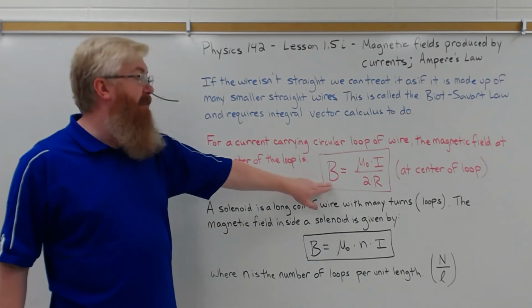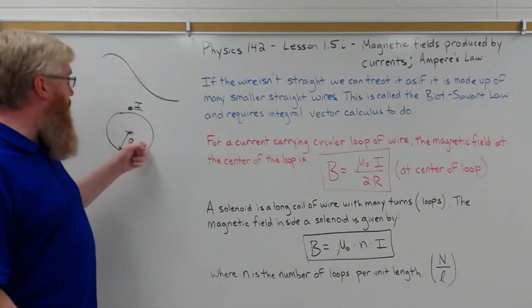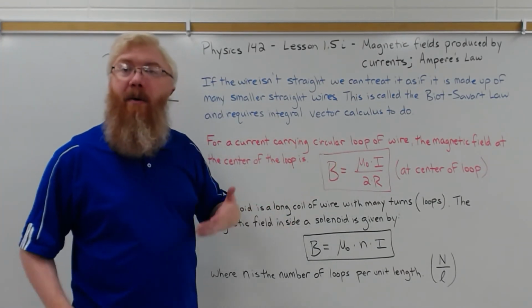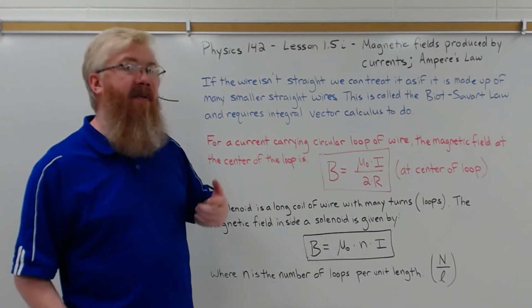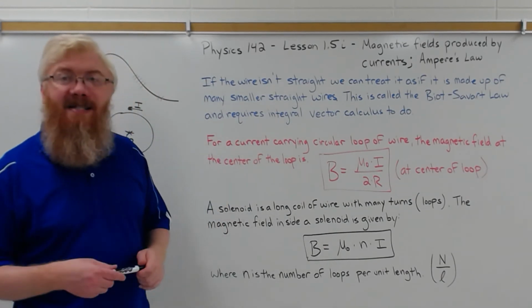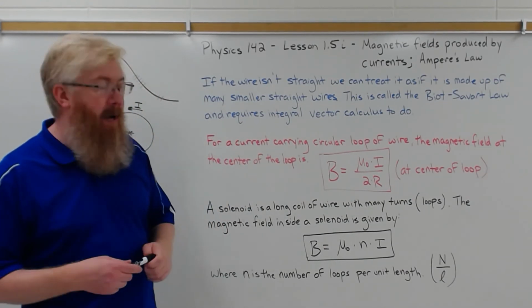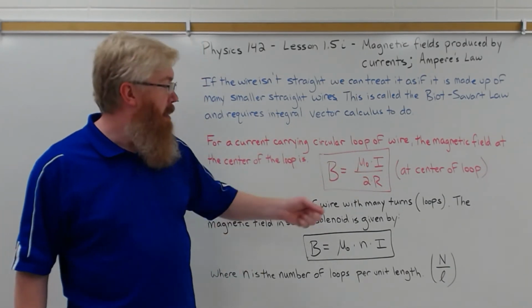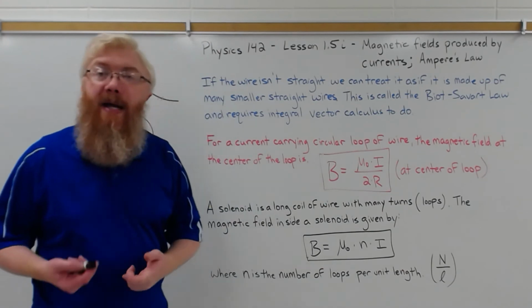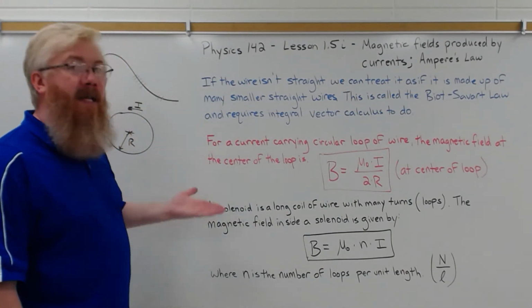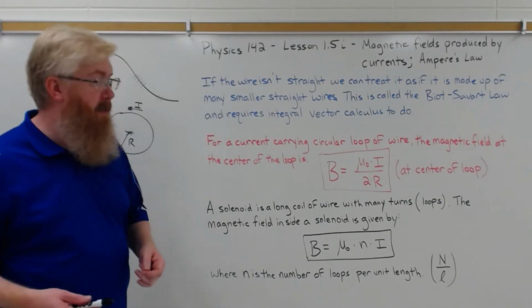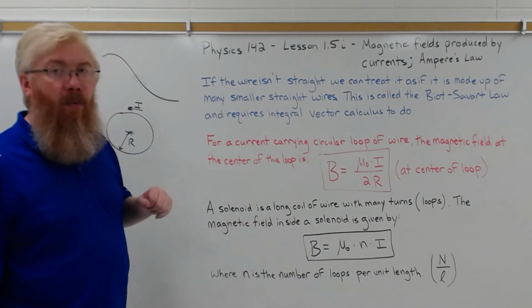So the magnetic field at the center, not anywhere else, just at the center, is equal to mu naught, which again is the permeability of free space, the constant 4 pi times 10 to the minus 7 Tesla meters per ampere, times the current in amperes, divided by 2 times the radius of the object in meters. And that will give you the magnetic field strength in Teslas at the center of the loop.